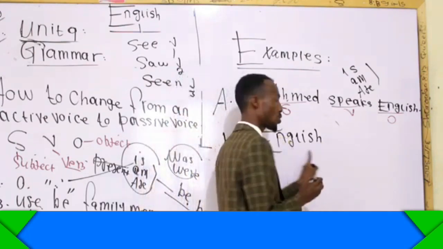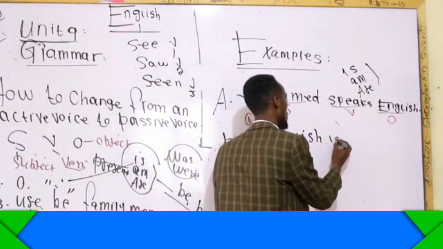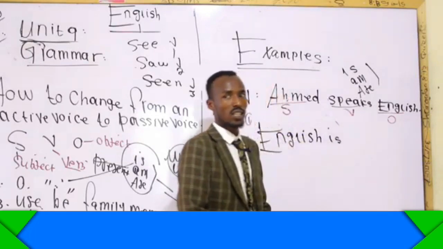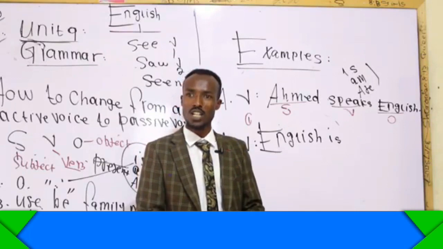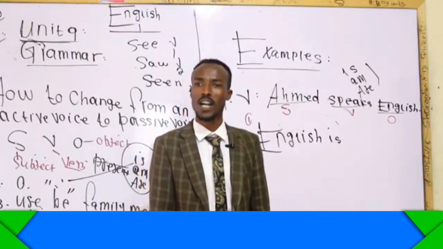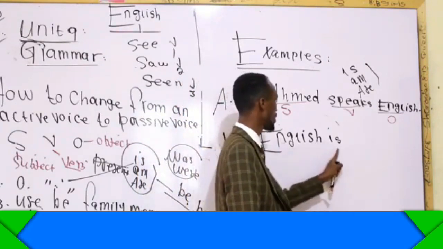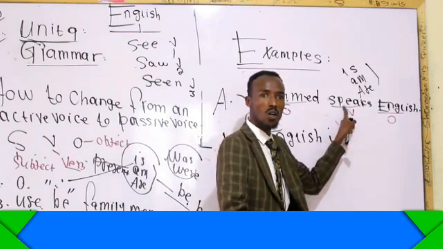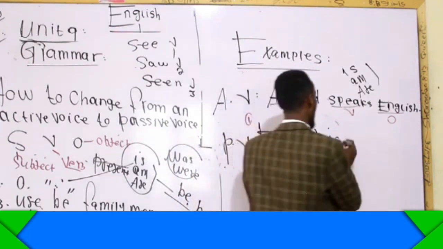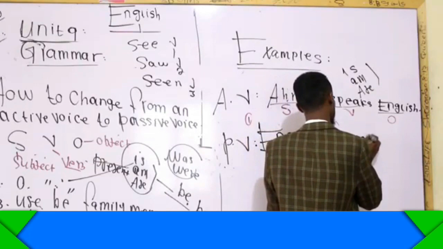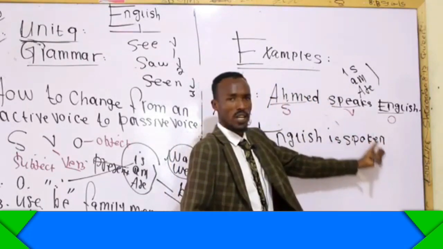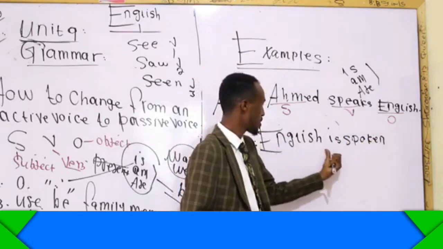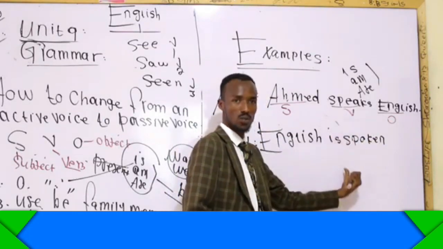English is singular, so you have to use "is." The last step was what? Your verb must be the past participle. English is speak, spoke, spoken. Yeah, that's correct. Spoken. "English is spoken." This is simple present in the form of passive voice.